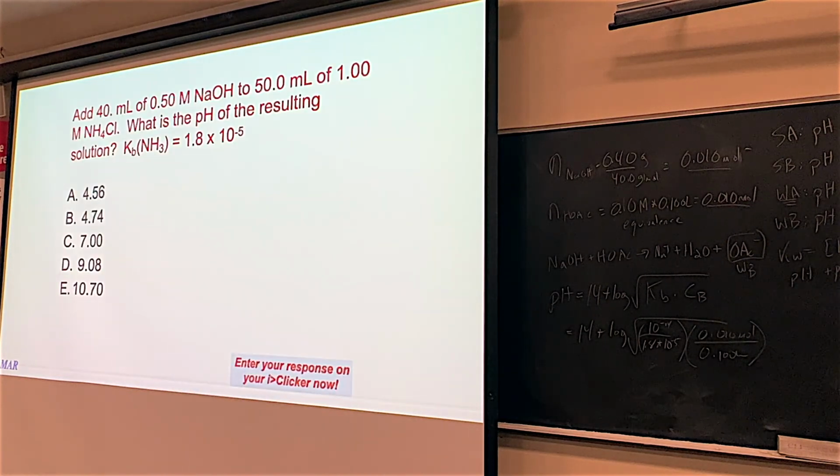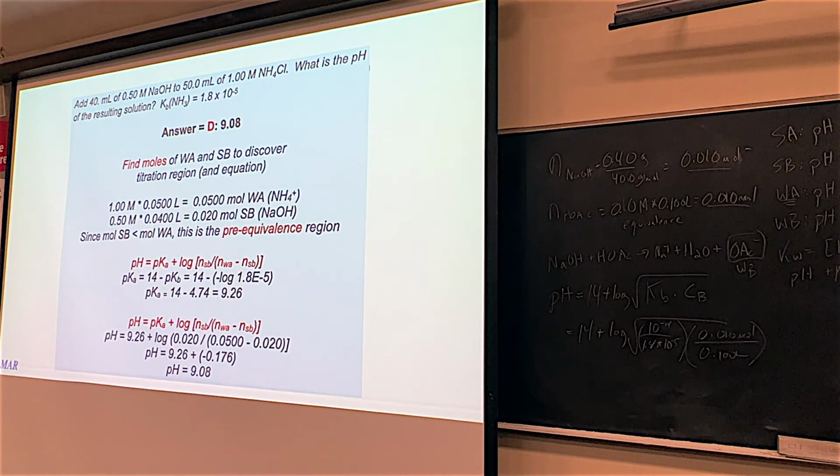Surprise there. And then the last one here, we've got a strong base and a weak acid, ammonium, the weak acid of ammonium. It gives you the Kb and it says what's the pH of the resulting solution. So again, like I would do before, find the moles of strong base and the moles of weak acid and see what's happening. And if you do that, this comes out to be pre-equivalence region. There's different ways to write the expression. You can write it as pH equals pKa plus log. If you don't have pKa, you can solve it different ways. But anyway, the pH at the end comes out to be 9.08.